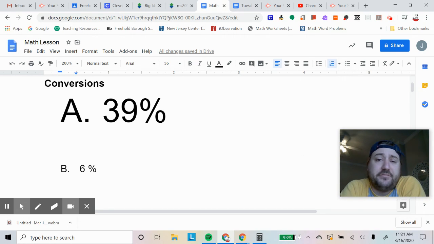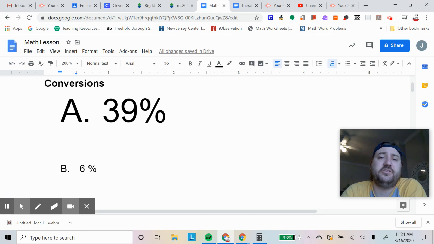Today, we're going to talk about conversions and the three types of percent problems, both of which we've done before in class. So this should be a review. Today and tomorrow should be review type lessons. With that said, let's take a look at this first one.